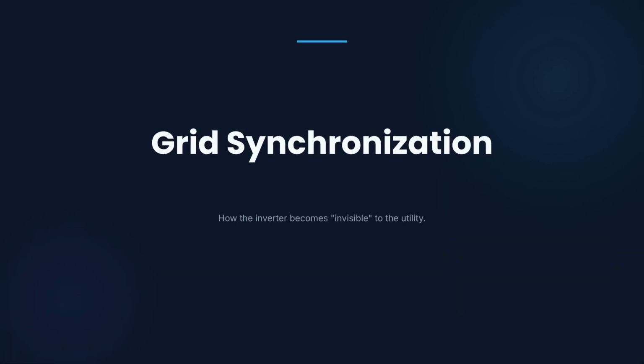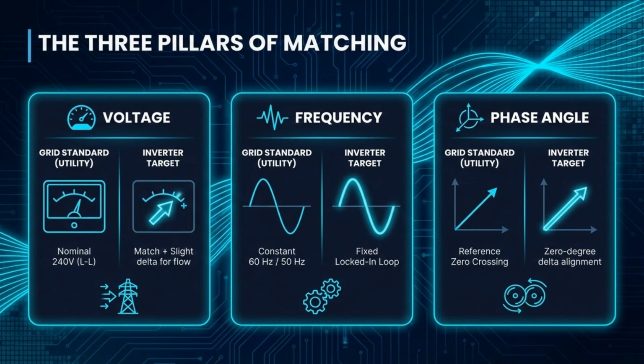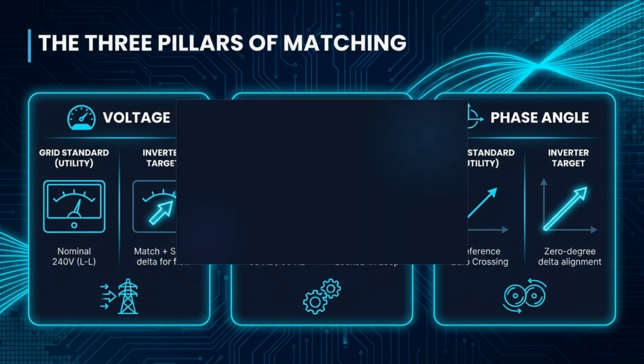Next, we delve into grid synchronization, how the inverter ensures its output is perfectly matched, becoming functionally invisible to the utility. Synchronization relies on 3 pillars: matching voltage, locking to the frequency, and maintaining a near-zero phase angle alignment with the grid's reference zero crossing.